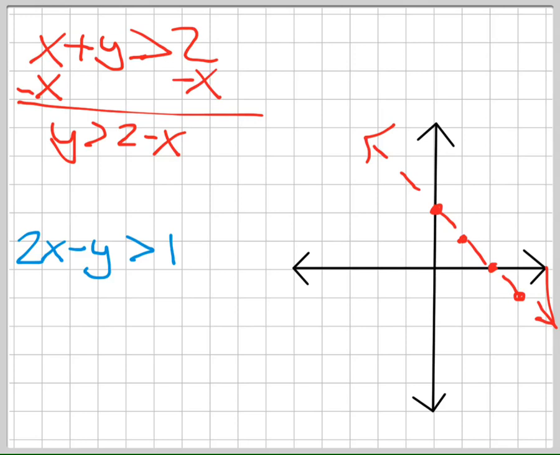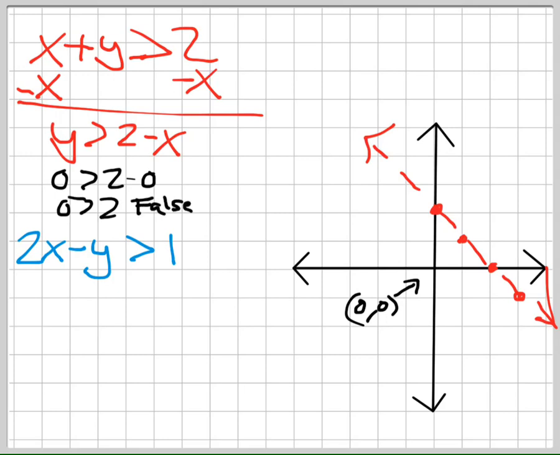And then I figure out which side of this I would shade. Which side has all the solutions. So I can pick my test point, 0, 0. If I plug in y is 0 and x is 0, that says 0 is greater than 2, which is false. I don't want to shade that. I would want to shade this side. I'm going to do a different color there. I would want to shade this side. And I'll just put 2 or 3 arrows to say, make sure I'm on that side of the red line.